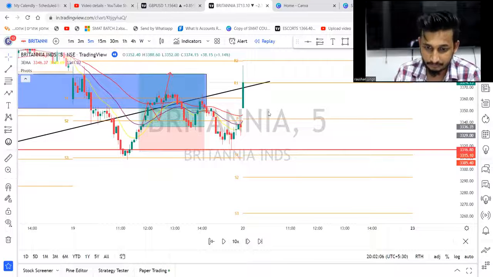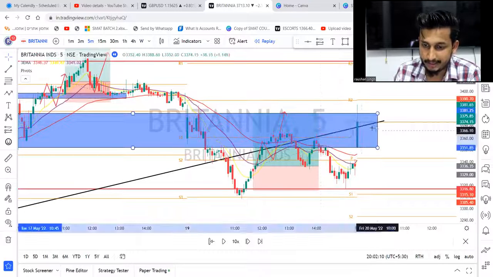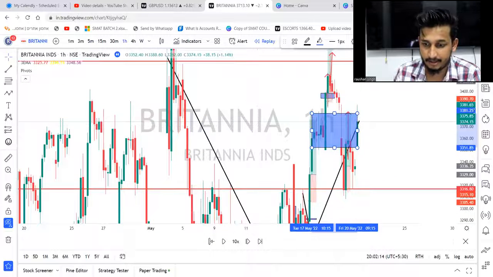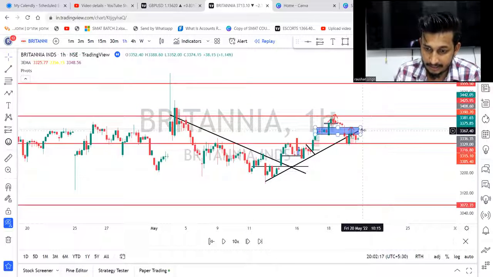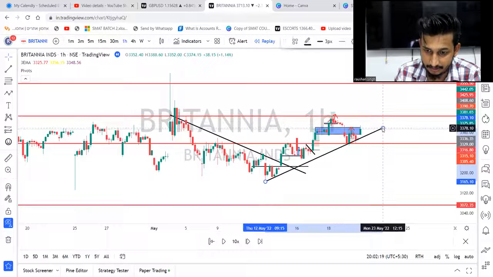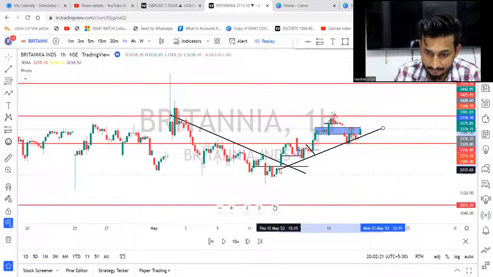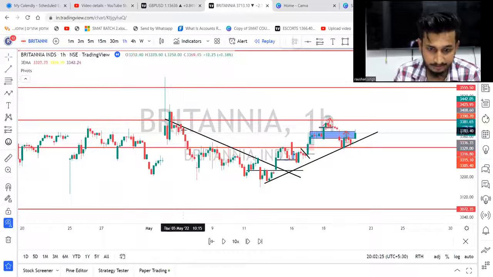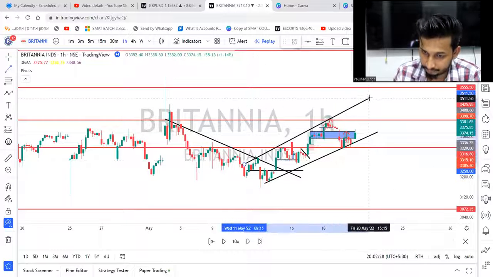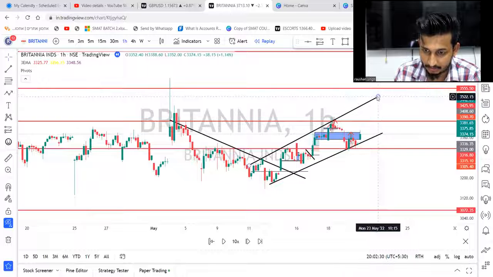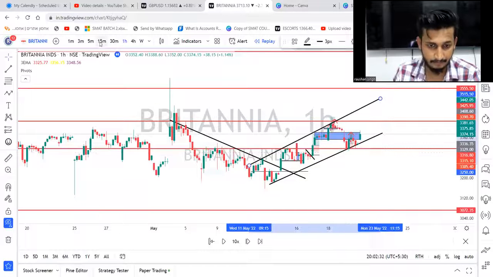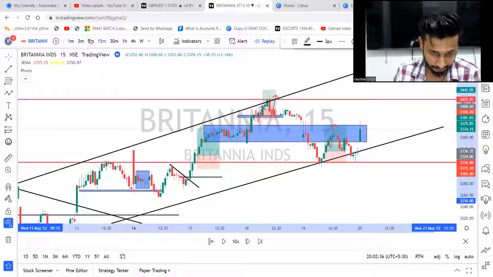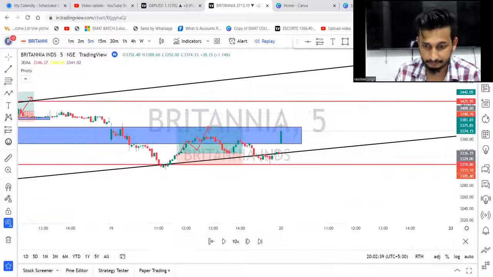Now, for my next trade, I just need to see once again in the 1 hour what is happening in the market. So I can see that I need to shift some of my support resistance lines as well. Okay, that is fine. And this is going to be like this. Let's come to the 5 minutes time frame.